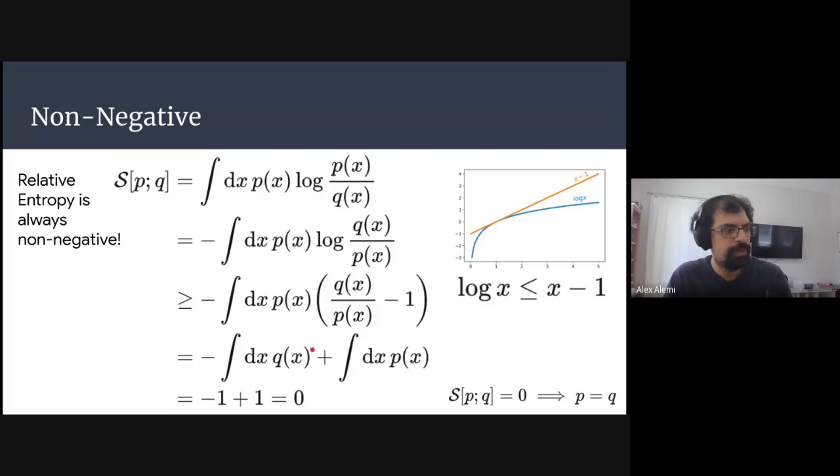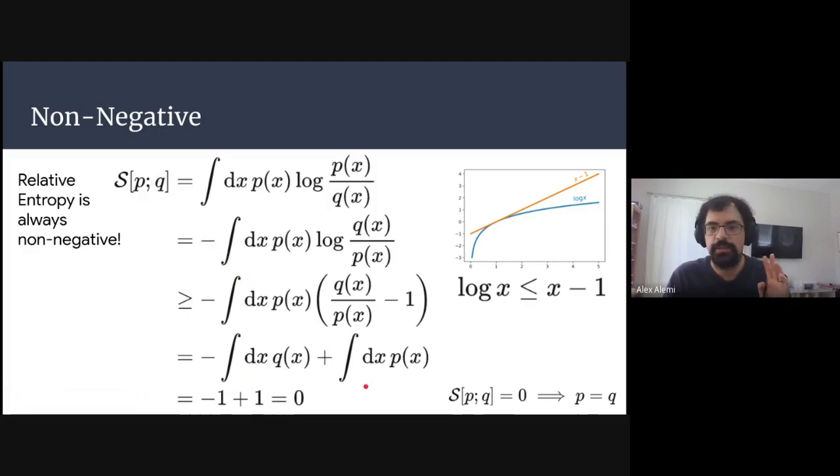And then I'm going to pull the thing apart. And we end up with a thing that looks like the integral of q everywhere. Q is a distribution, so it integrates to 1. The integral of p everywhere. P is a distribution, it integrates to 1. We end up with minus 1 plus 1. Last I checked, that's 0. Relative entropy has to be positive.